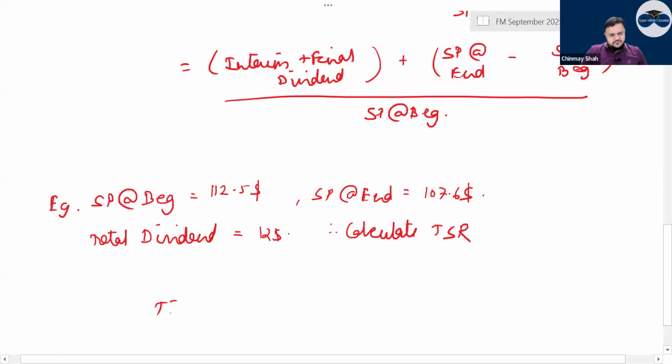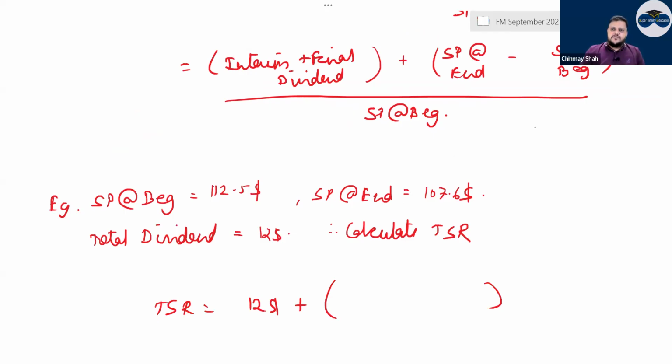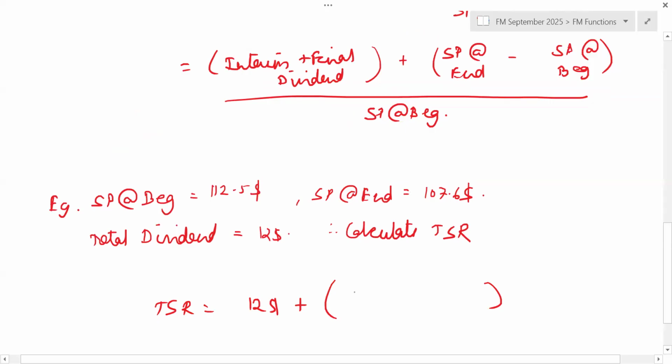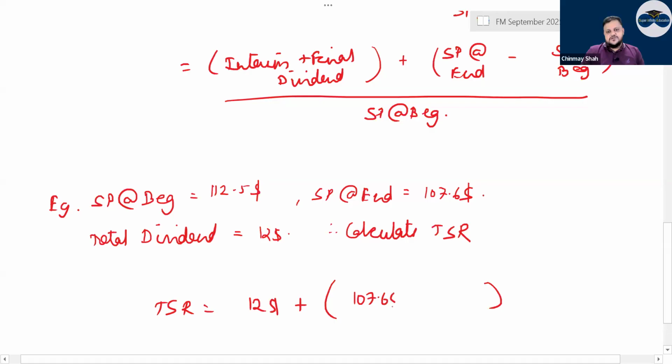So TSR, $12 plus what should I do? In bracket, what minus what should I do? Share price at the end minus share price at the beginning, or share price at the beginning minus share price at the end? Tell me. And is there a minus, profit or loss? What do you say, Vipasha? Loss, sir. Loss hai. $107.6 minus $112.5. This is also called gain.